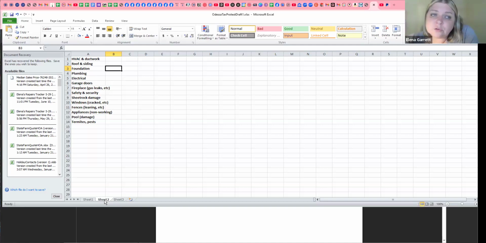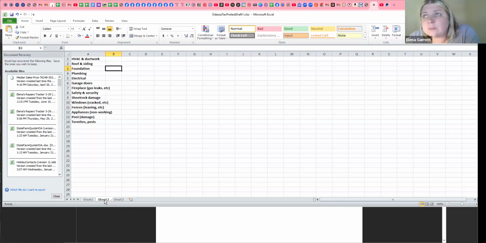Also, our garage door is not opening. There's something wrong with the opening mechanism. Here's a quote from the garage company. And also, the fireplace does not start, and the fireplace company told us we have a gas leak. And here is the estimate from the fireplace company.